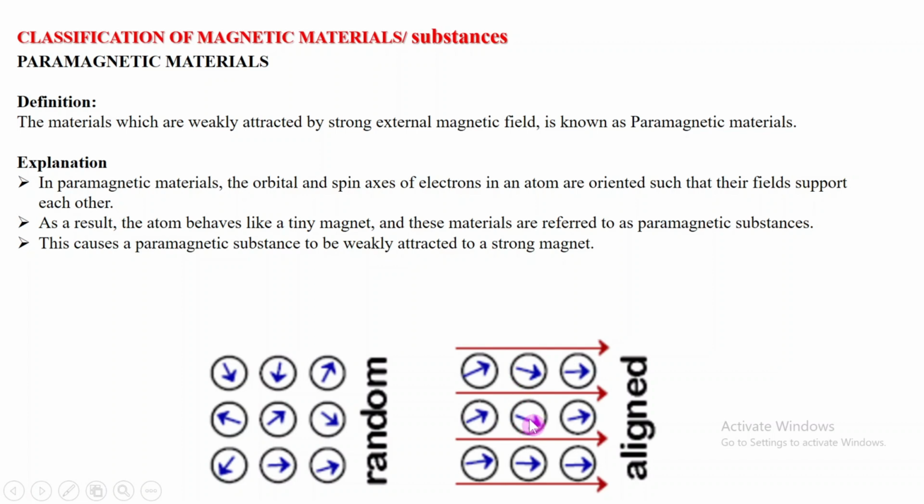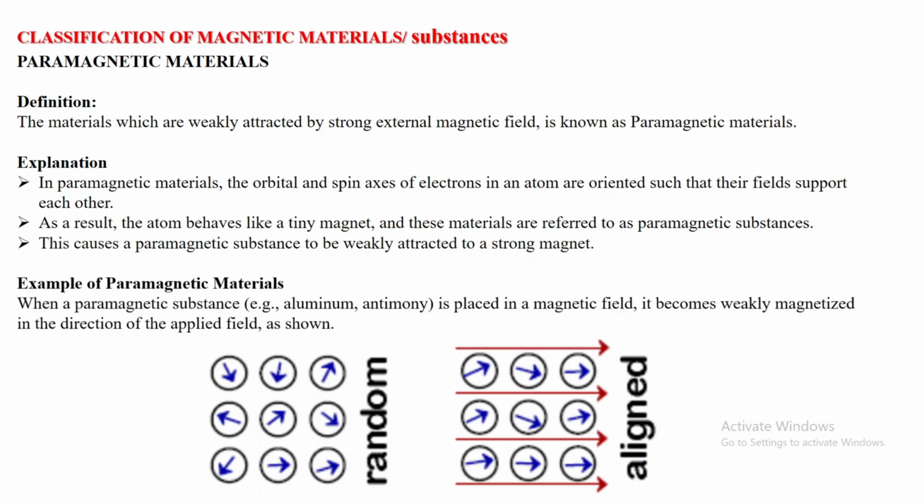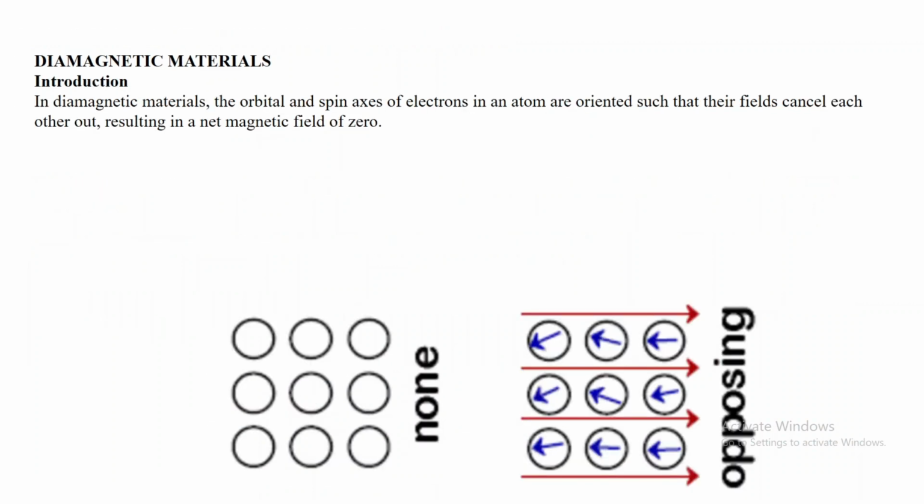So it has some tilt. Okay, it has changed some of the direction. It is not parallel with the external magnetic field, so therefore it is weakly attracted by the external magnetic field. Okay, examples of paramagnetic material include aluminum and antimony. When we place aluminum and antimony in the external magnetic field, it becomes weakly magnetized in the direction of the applied field. Okay, now we have a diamagnetic material.